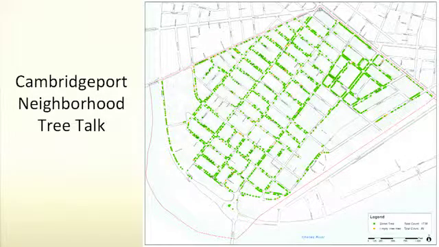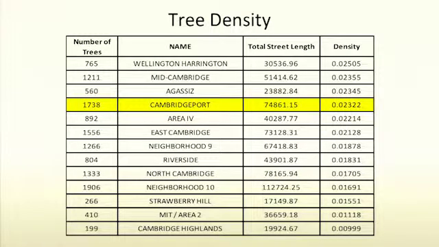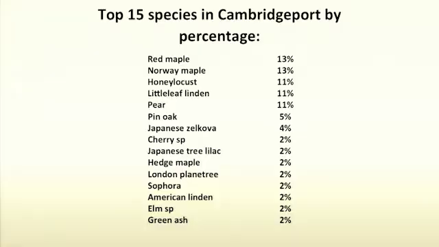For one neighborhood tree walk, Cambridge Port was concerned. They didn't think they had a very diverse and treed neighborhood, and felt that they were neglected. The great thing about having an inventory is I was able to put together a little talk for them. This is the Cambridge Port neighborhood, and there's a breakdown. This is a talk I did back in 2011, so the numbers are a little off, but it showed they had a little over 13% of the municipal canopy that we're responsible for, and they were the fourth most treed neighborhood in the city back in 2011. We haven't done an update since then, but it probably hasn't changed too much.